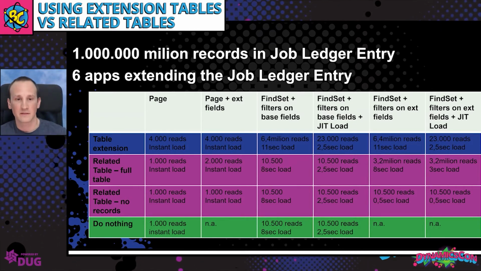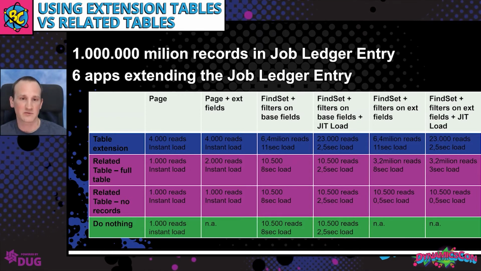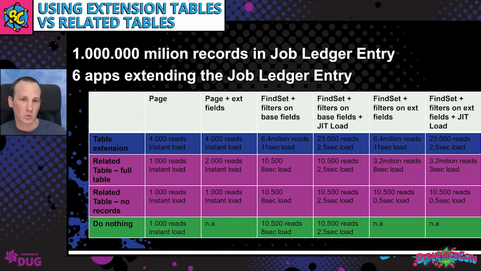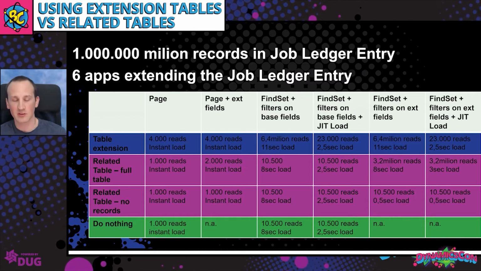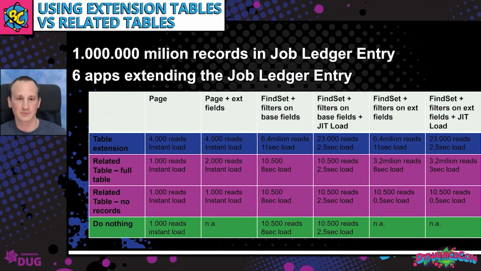Find set plus filters on the base field. What does it mean? We are issuing the find set command, and we are filtering on some of the fields from the base table.